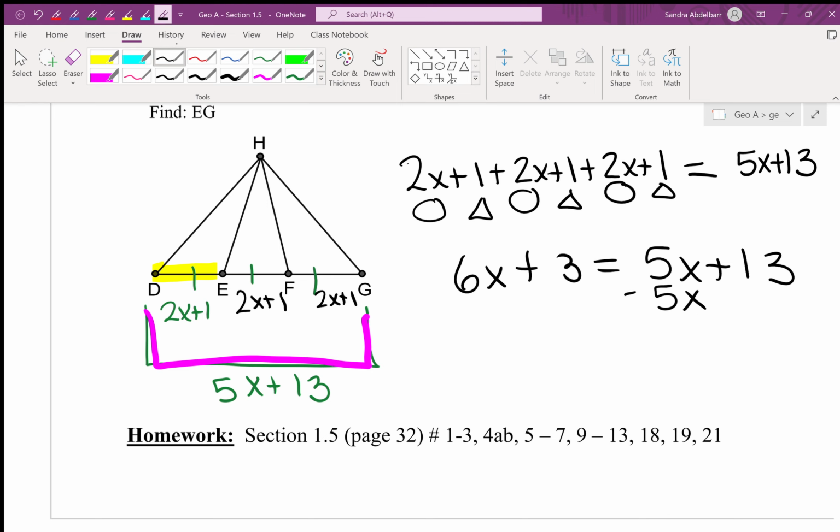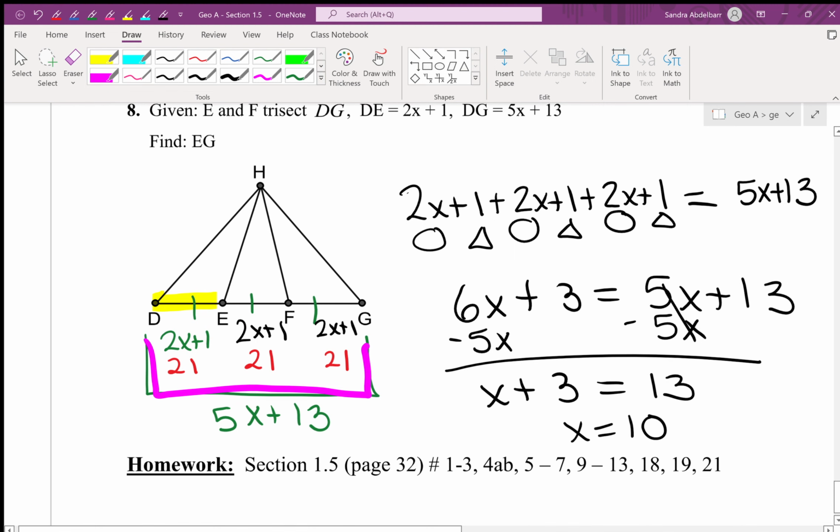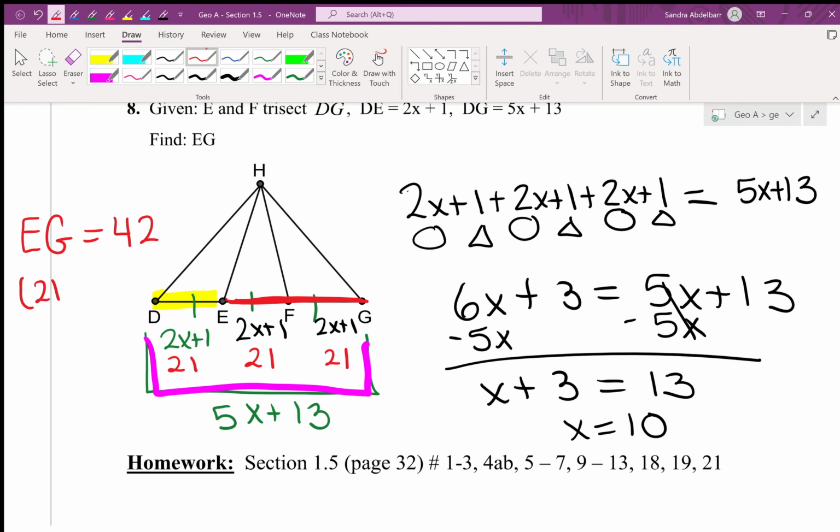Subtract the 5x. We get x plus 3 equals 13, so x will equal 10. Now I'm going to plug in. 2 times 10 is 20 plus 1 is 21, 21, 21. So what were we asked to find? We're asked to find the length of E to G. Is E to G 21? No, what's EG? Sophie? 42. We did 21 plus another 21.